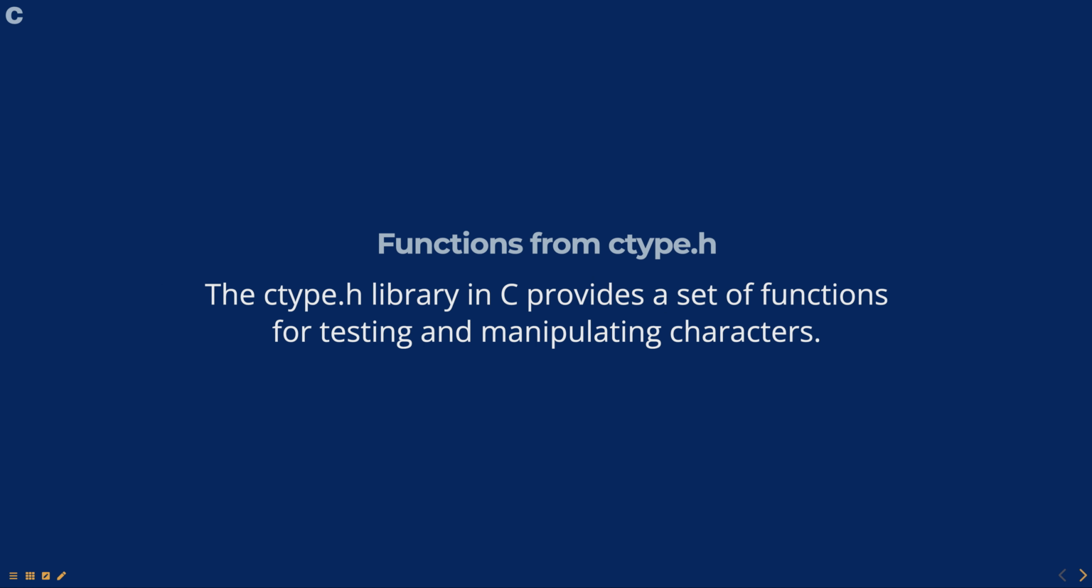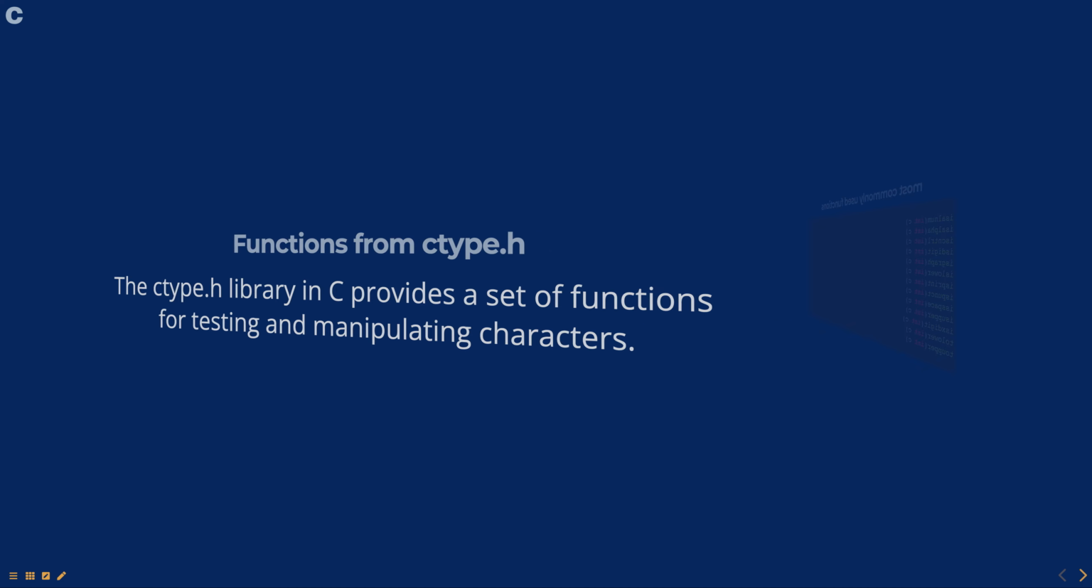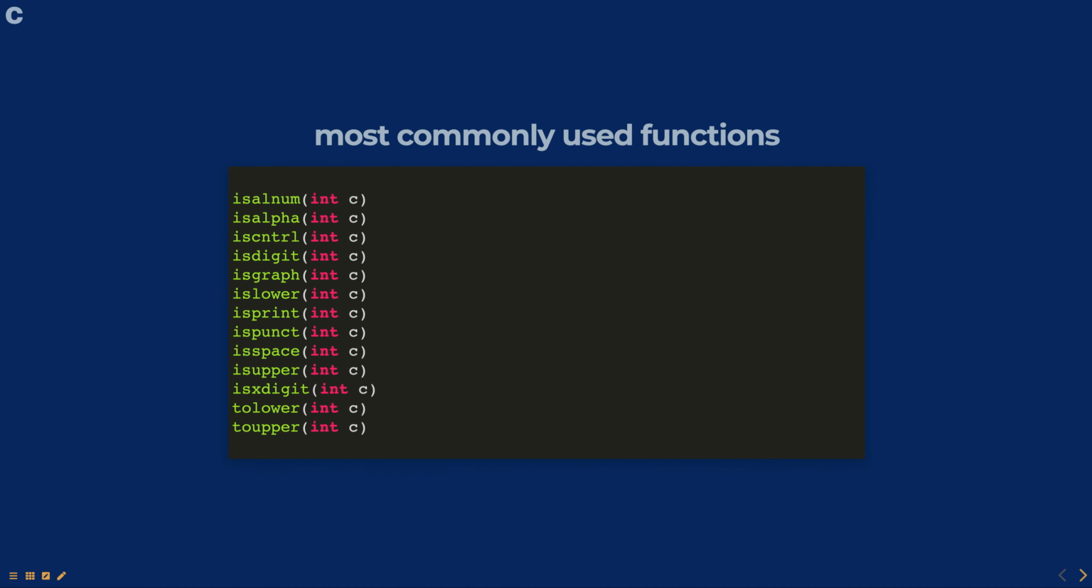The ctype.h library in C provides a set of functions for testing and manipulating characters. These functions are used to check the type of a character or to convert it to a different type. Here are some most commonly used functions from ctype.h.